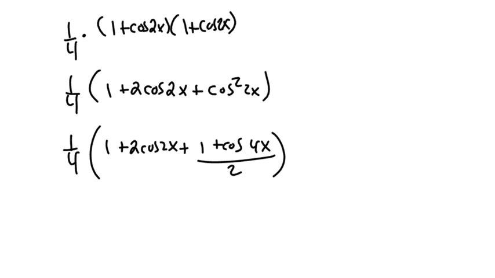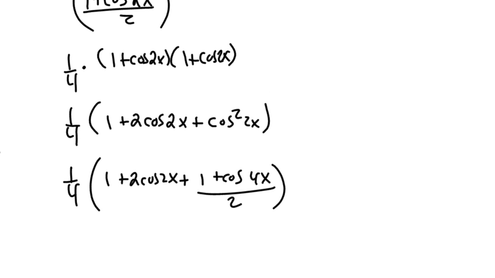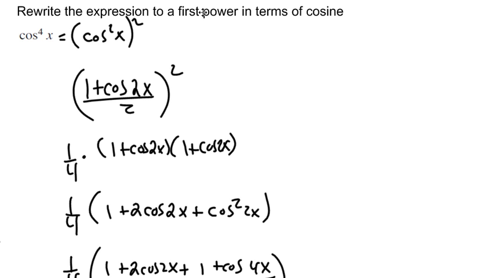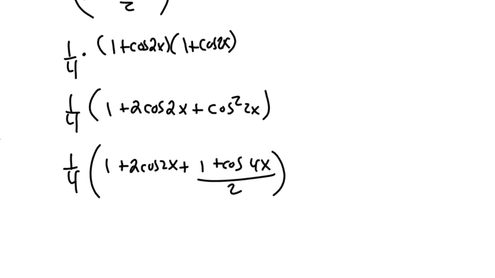Now, if you look at the directions here, all it said was to write it as a first power and in terms of cosine. If you look at all this, it's all power of 1, and it's all in terms of cosine. So I'm just going to stop right there. Yeah, I could do a lot of simplifying by multiplying through the 1/4 and combining any like terms, but we don't need to do any more work than all that was required. So that would be our final answer right there.